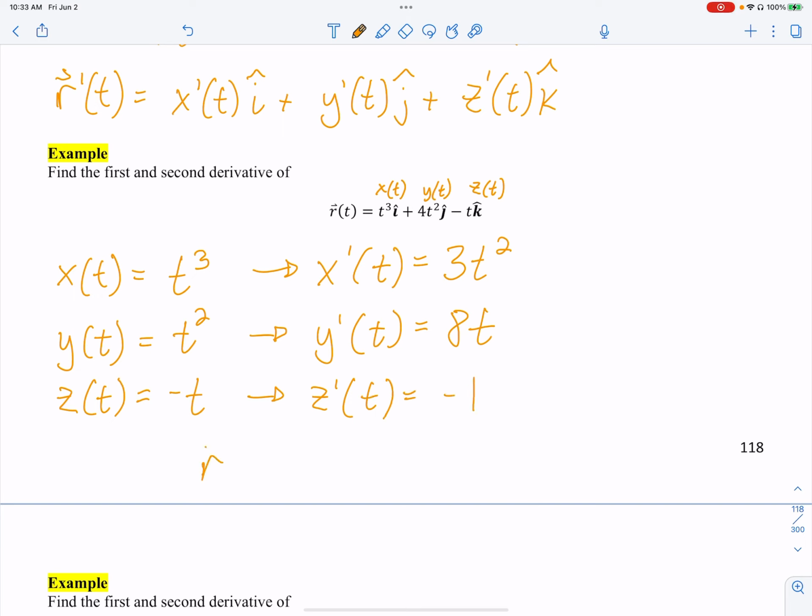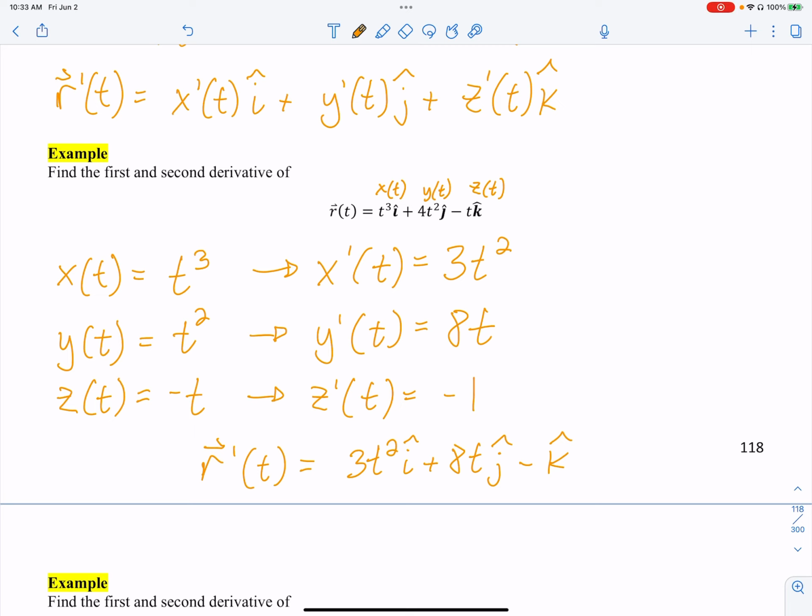So what we just answered, r prime of t, is equal to 3t squared i plus 8t j minus k. That is our tangent vector that points in the direction of any point in t. Like if I wanted to know that tangent vector at point t, I just plug in the value, and it will give me a vector that the curve is moving. It will give me how much, the magnitude, and then the vector describes the direction.